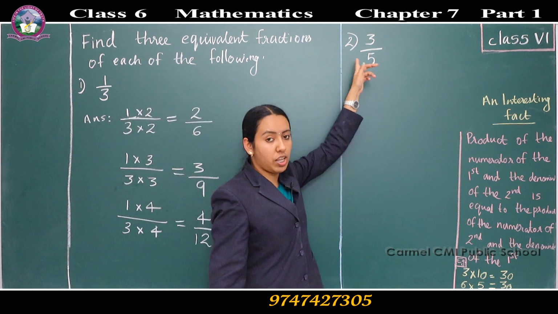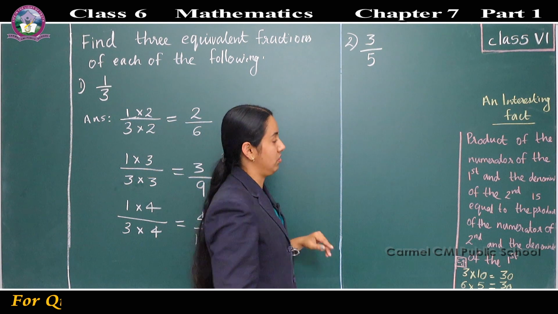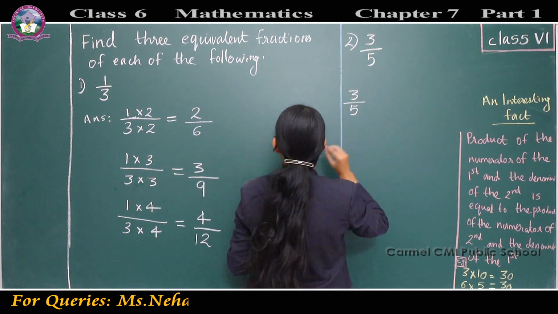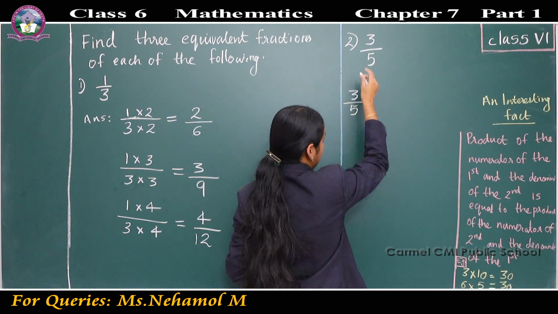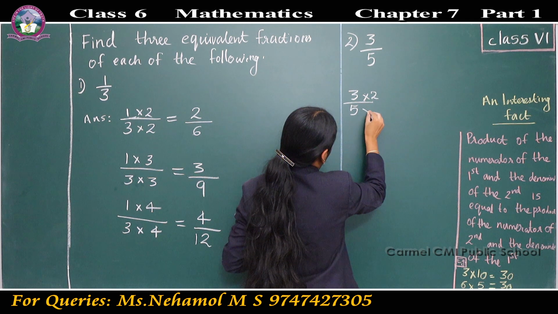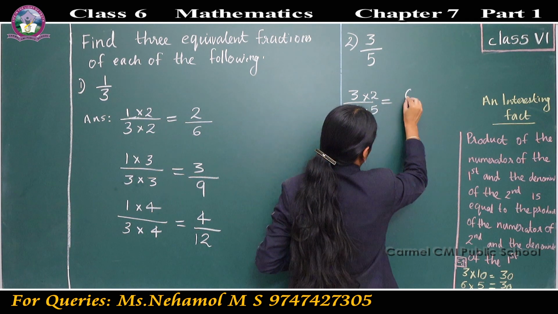Consider the next number, 3 by 5. You have to find 3 equivalent fractions. 3 by 5. First we can multiply with 2. 3 into 2 by 5 into 2. What is the answer? 3 2s are 6.